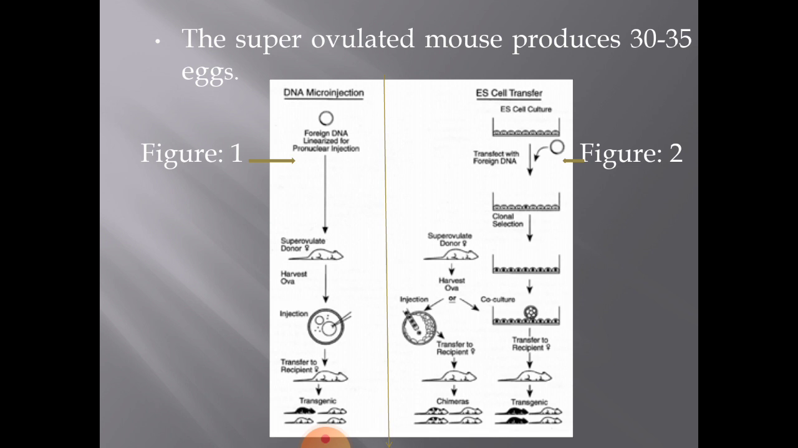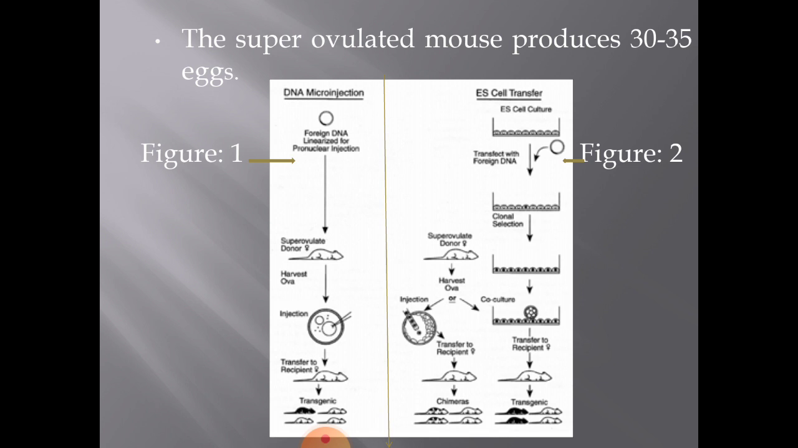Then, the eggs with transgenes are kept overnight in an incubator. You can't directly put them into the other mouse. The eggs with transgenes are kept overnight in the incubator so that they develop into a 2-celled stage by the process of cleavage. These eggs in 2-celled stage are implanted into a foster mother, that is a pseudopregnant female mouse.